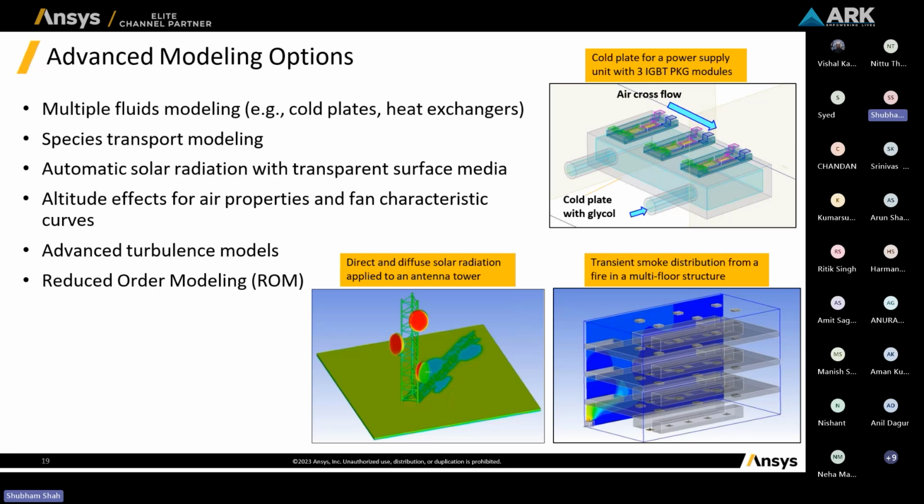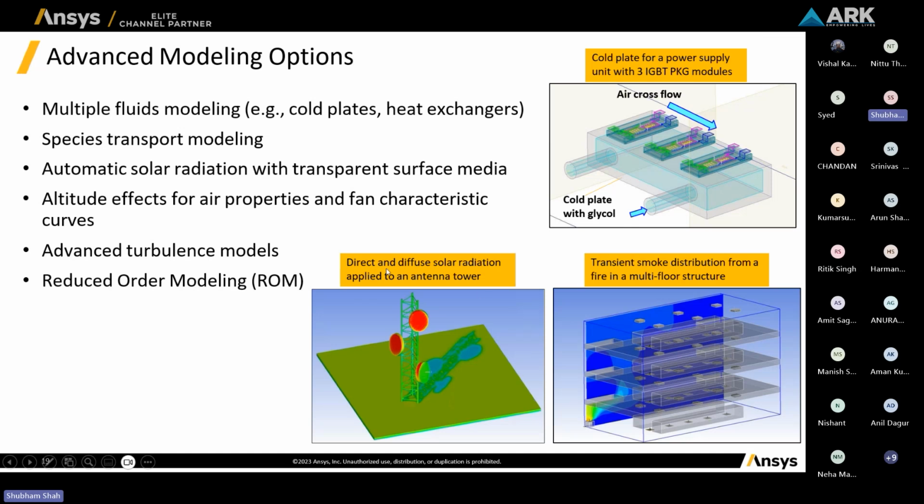When it comes to multiple fluids, let's say multi-phase flows, or cold plates or heat exchangers, you can see here the cold plate with glycol. There are more than two fluids, and here cross flow is there. So air is cross flowing from this direction. These are the different kinds of physics, of which I have given you the brief.